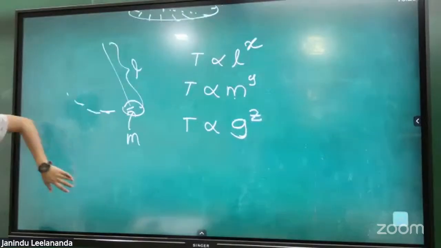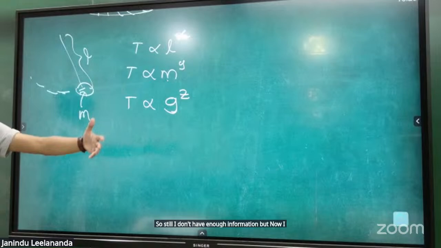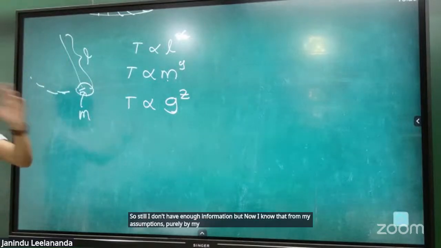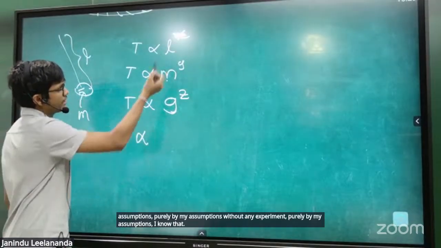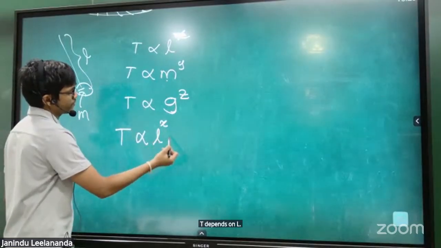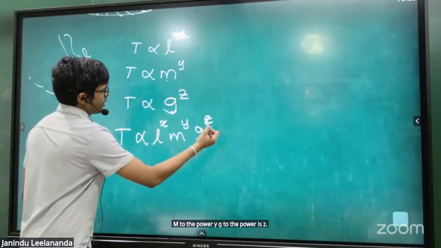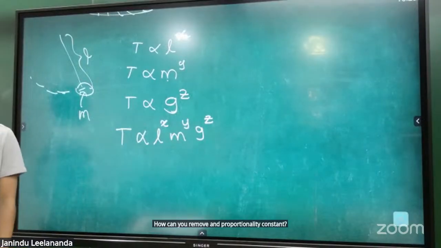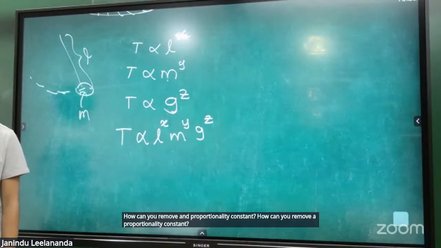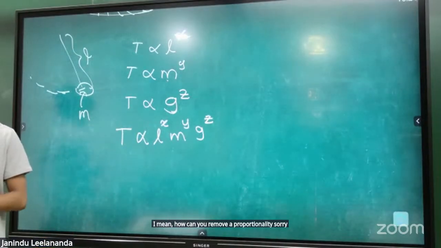So still I don't have enough information, but now I know that purely by my assumptions, without any experiment, T depends on L to the power X, M to the power Y, G to the power Z. How can you remove a proportionality? Using a proportionality constant, right?